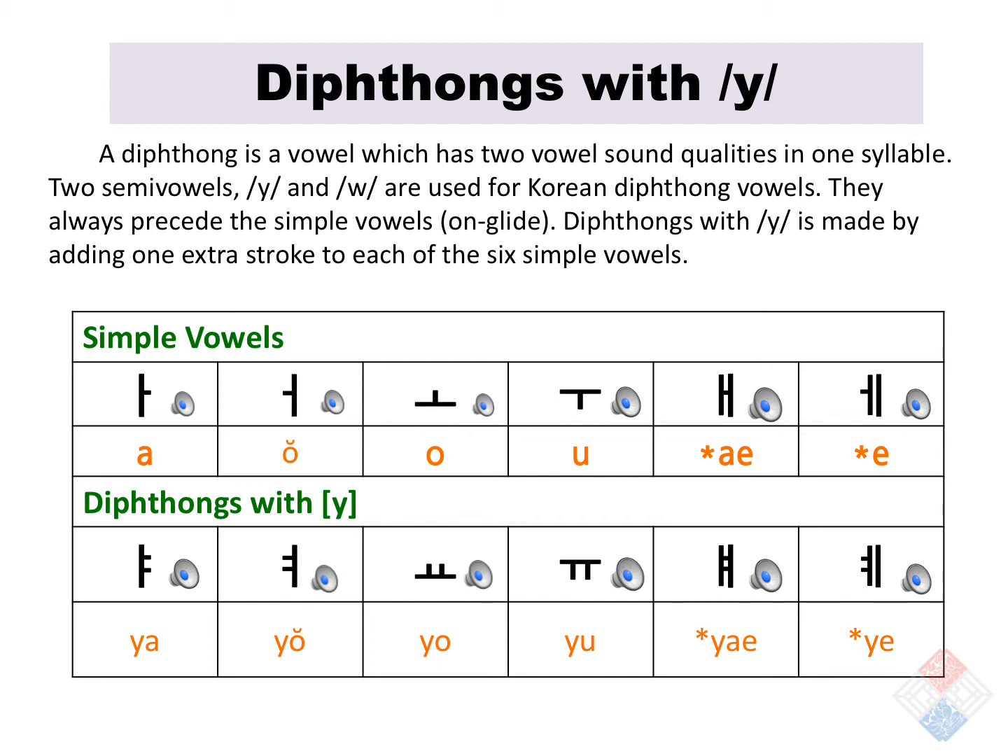They always precede the simple vowel, so it's called an on-glide because you start with a semi-vowel y or w, and then you glide onto a vowel. If you actually came out with the semi-vowel, it would be called an off-glide. Diphthongs with y are made by adding an extra stroke to each of the six simple vowels.